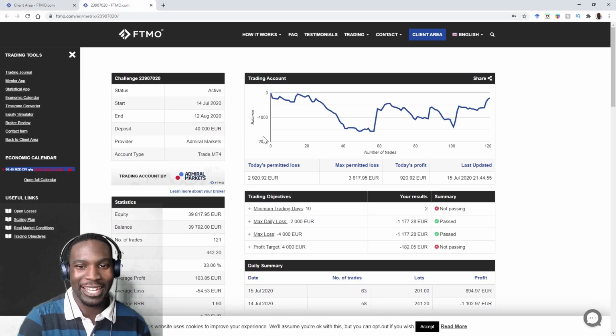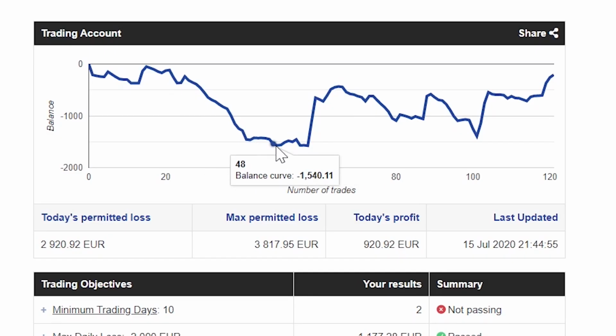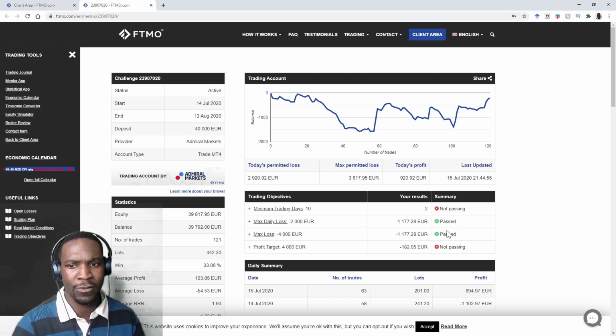So let's take a look at my account stats. Already I did start off really well. I nearly hit 12k on the first day. Let's take a look into my stats. So right now I started on the 12th. It's the 14th, so it's 2 days I've traded so far.